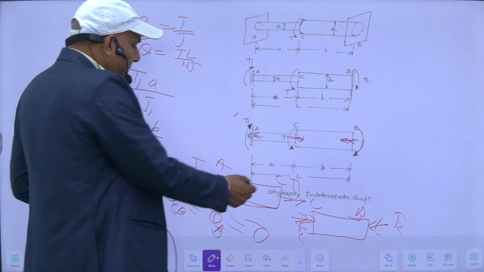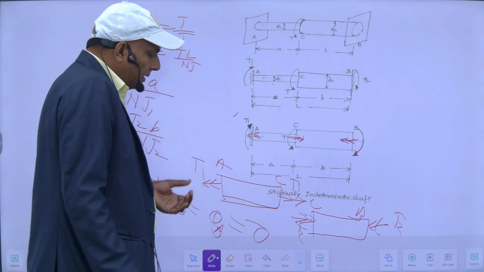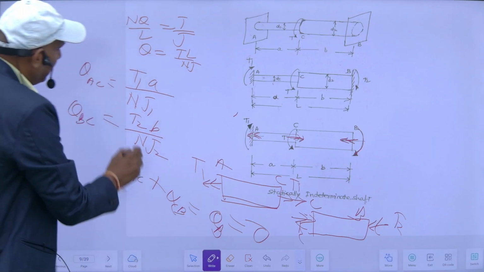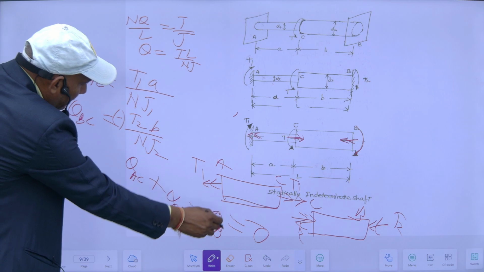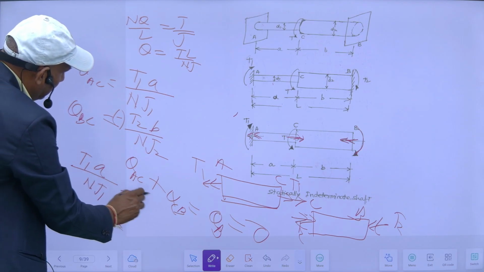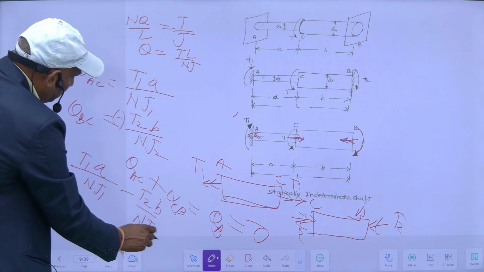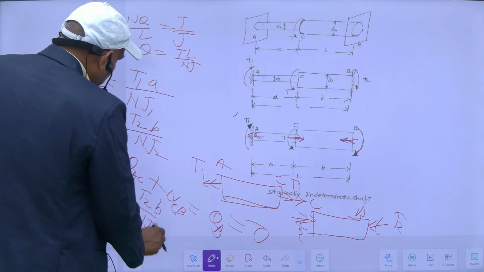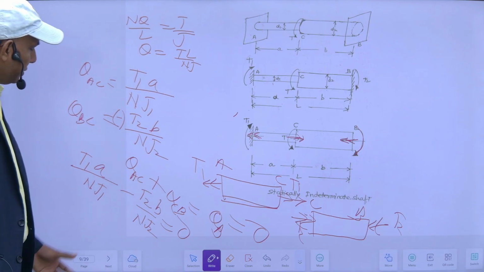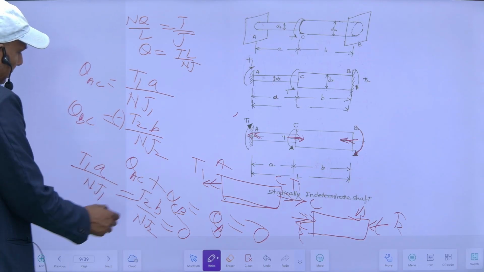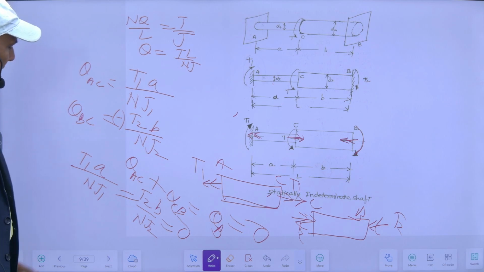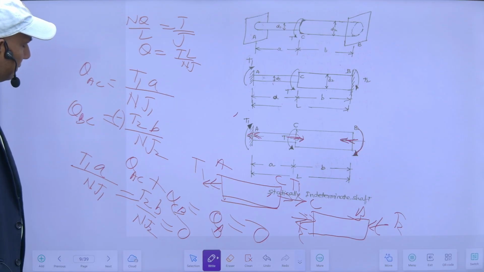And since its direction is opposite, it is just like a tensile force and a compressive force. So its nature is different. If I say it is positive, the other will be negative. So if I put both the values in this formula, it will be T1 A upon NJ1 minus T2 B upon NJ2, which will be equal to 0. It means this is equal to this, or I can say theta of AC and theta of BC are equal and opposite.